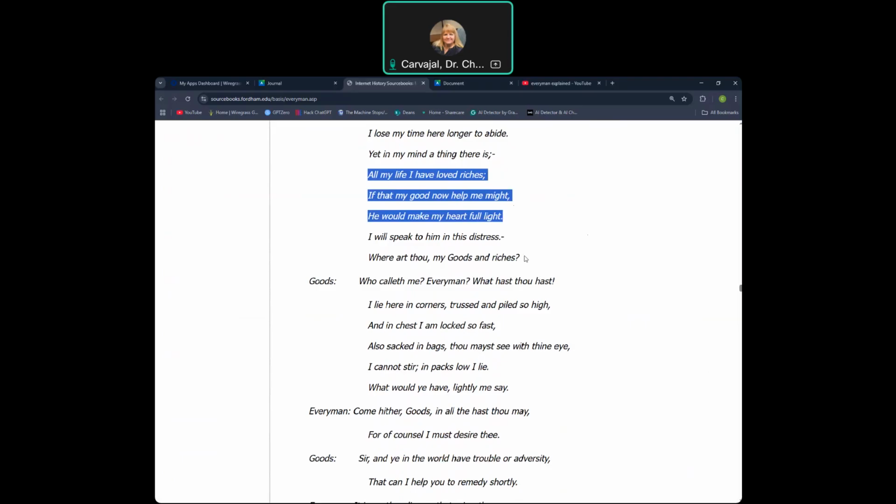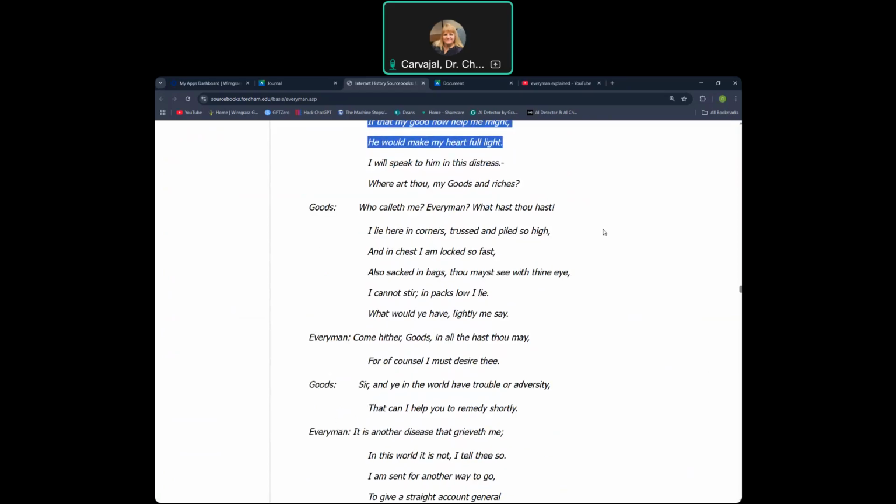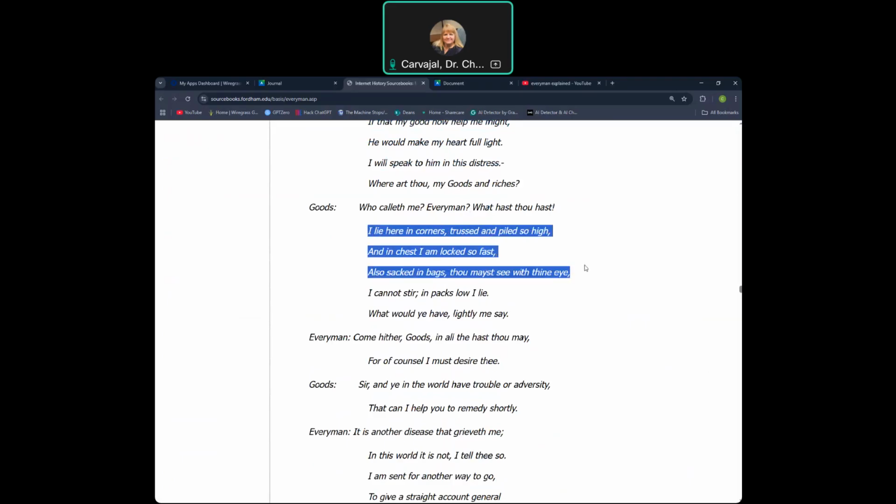And so here's all his wealth, goods. Maybe he looks like, I don't know, Jabba the Hutt or something, this big bag of gold he's dressed in. It depends on how it's staged. But here comes worldly goods. And he goes, "Who called me? Everyman? I lie here in corners, trussed and piled so high, and in chests I am locked so fast, also sacked in bags, that you may see with thine eye I cannot stir." So he's got loads of cash. He is a very wealthy man.